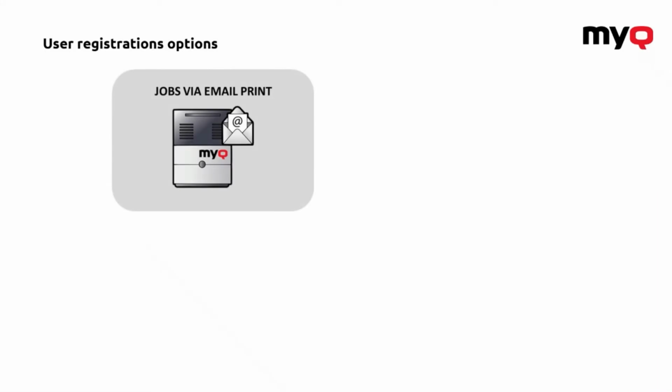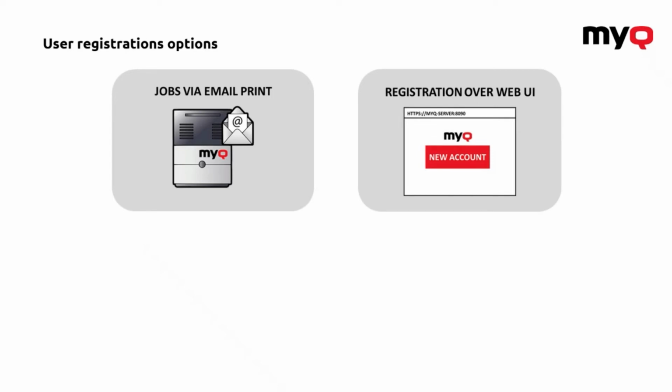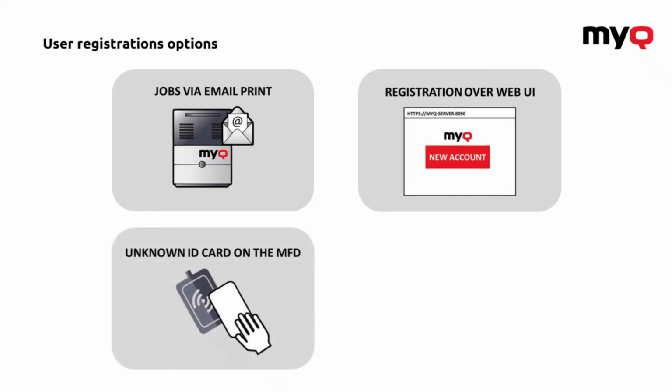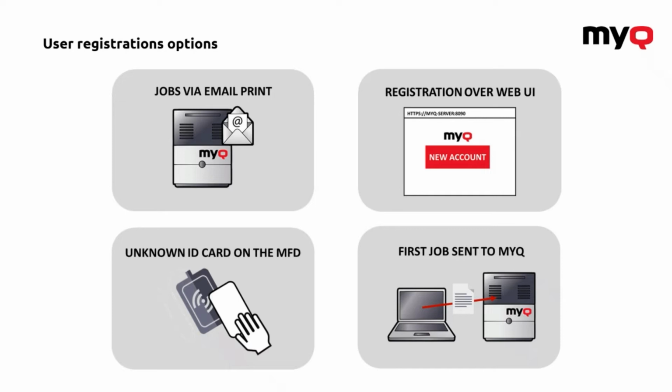Starting first with jobs via email. There's another option that they can register using the UI of MyQ. There's an option of the unknown ID card, something which is really good for hotels. And the last one is by sending a first job to MyQ, which is rather a special option, but don't worry, all of these will be explained on examples.